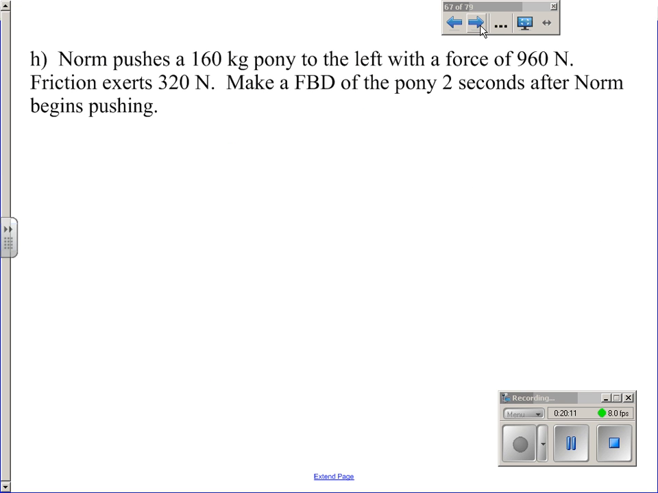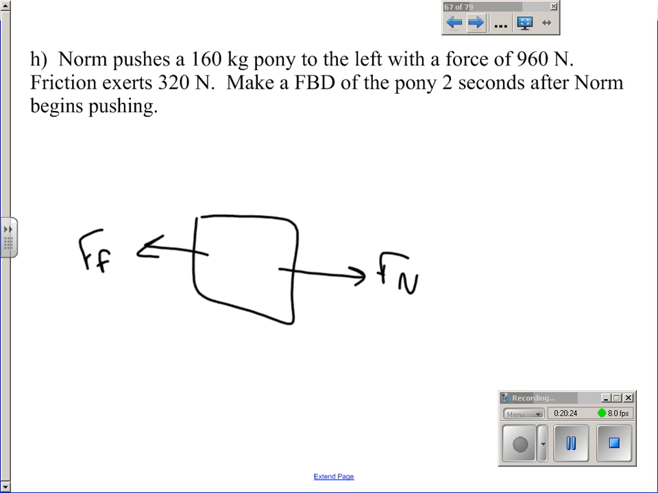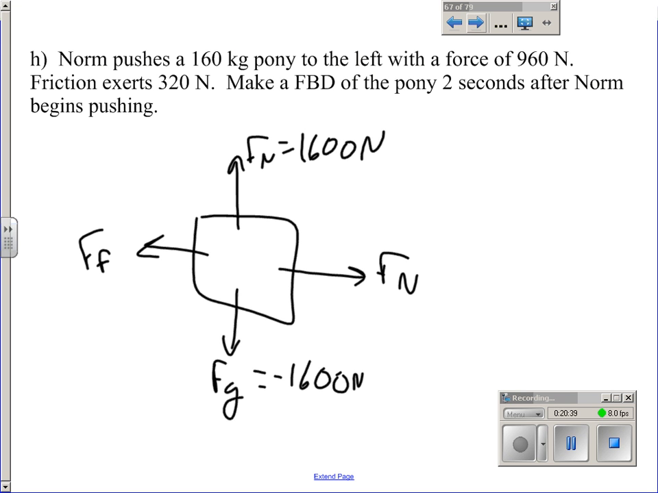Finally, this last example, the big thing I want you to understand, we've done problems like this one before. You've got your pony here. You're going to have the force of norm on it. You're going to have the force of friction on it. Even though the pony in this case is moving left and right, there's still going to be a force of gravity of, in this case, negative 1,600 newtons. The pony's not moving down, so there has to be a normal force also of 1,600 newtons. So long story short, anytime you have a problem where the object is moving horizontally, your force of gravity and your normal force are going to cancel out, at least for the purposes of this class.